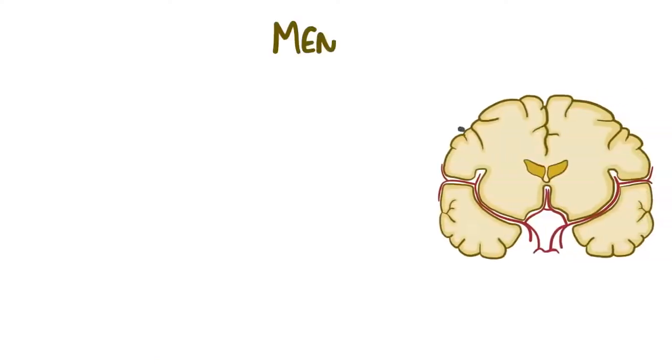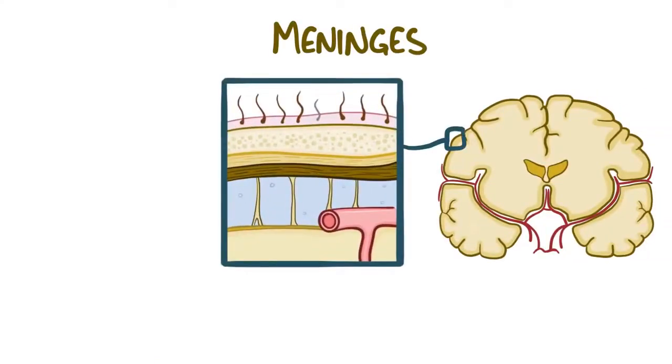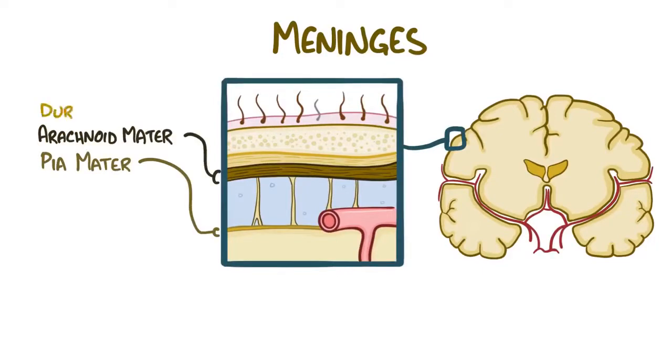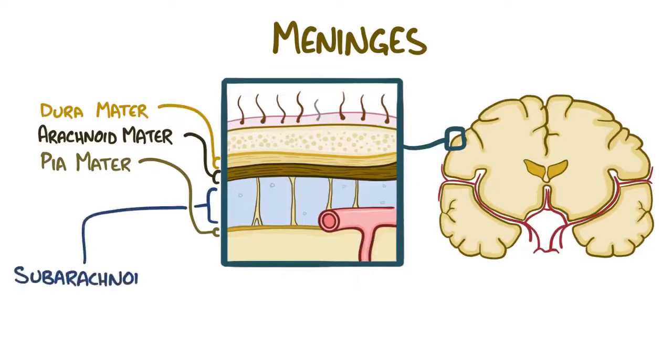Okay, let's start with the three protective layers of the brain called meninges. The inner layer of the meninges is the pia mater, the middle layer is the arachnoid matter, and the outer layer is the dura mater. Between the arachnoid matter and the pia mater is the subarachnoid space, which houses cerebrospinal fluid, or CSF.